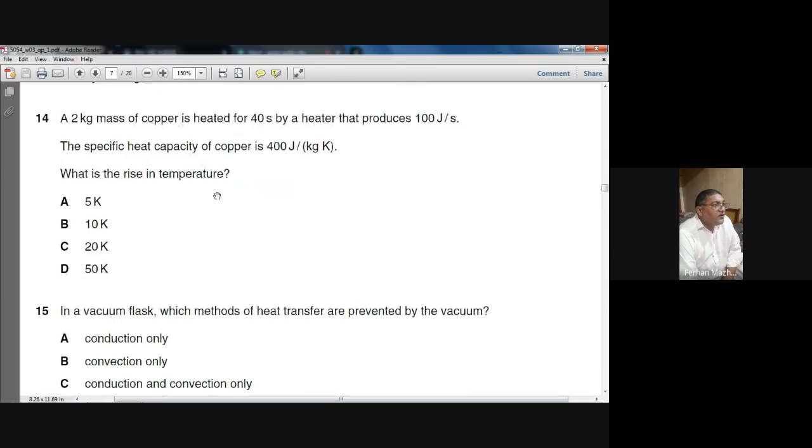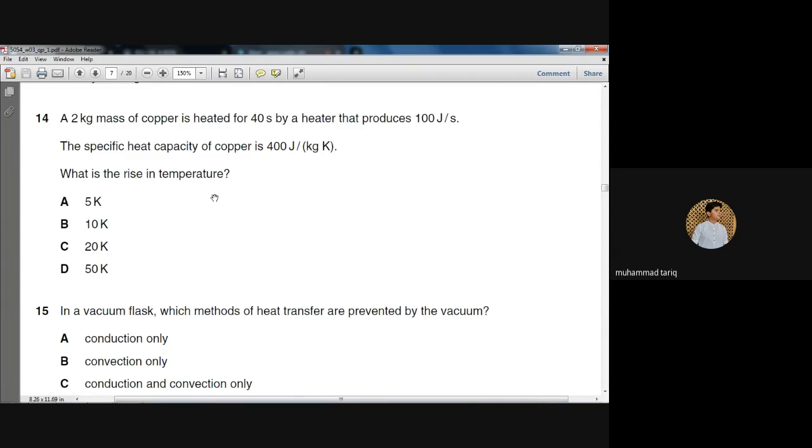On your screen you have a 2 kg mass of copper heated for 40 seconds by a heater that produces 100 joules per second. This is the power given. 100 joules per second means power is given. The specific heat capacity of the copper is 400 joules per kg per Kelvin. What is the rise in the temperature? The change in the temperature is the question. Whenever the temperature changes, the formula we use is heat equals m c delta theta. Can you do this question?